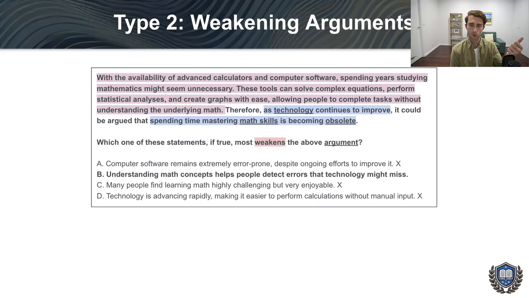What is the conclusion? In this case, it was as technology continues to improve, spending time mastering math skills is becoming obsolete. You want to identify the keywords in the conclusion. Because if we didn't do that here, we might have got tricked. Keywords was technology, math skills, obsolete. And then you can use that to find the correct answer. And so that's the method that I would use. If you use that method, it doesn't really matter how hard these questions get, you're going to be able to do really well with them.